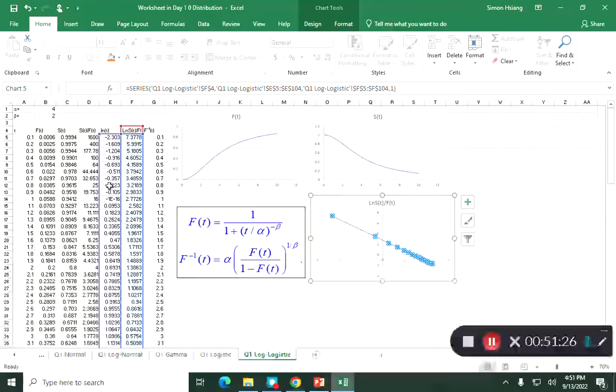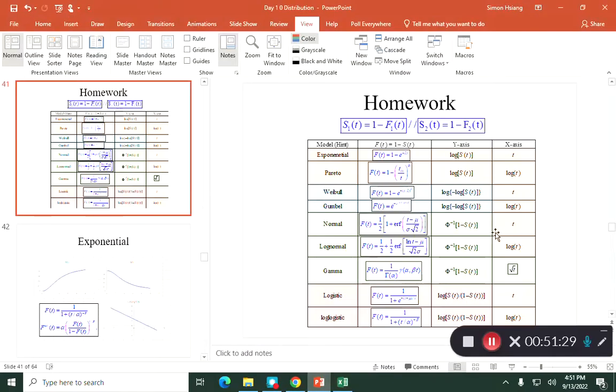Okay? And what's the difference between the two? I already showed you here. Look, logistic and log logistic. Logistic against log logistic. The y-axis is exactly the same, the ST against FT. And what's the difference between the logistic and log logistic is the t versus log t. And why do you have another log? Because, well, it's log logistic.